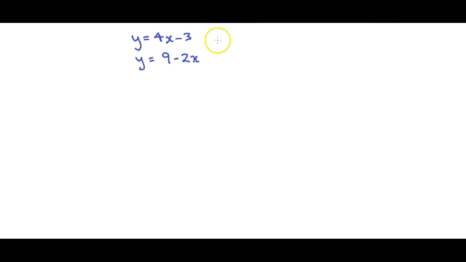Okay, in this first example, you'll see we've got two equations with y by itself. The first thing to do is to label each equation. So that's going to be equation 1, and that's equation 2. Now I'm going to set the right-hand side of both equations equal to one another. And I just say equation 1 equals equation 2. So 4x minus 3 from the first equation equals 9 minus 2x.